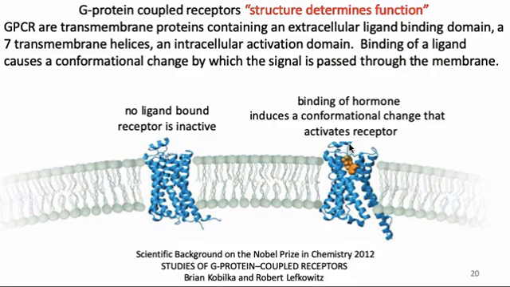When a ligand binds, it alters the interaction among the helices such that they shift around relative to each other, and that shifting of these helices opens up the activation domain on the inside of the cell so that the message gets through the membrane through a conformational change. The ligand itself, the hormone, does not ever enter the cell. And we'll talk about that in more detail later.